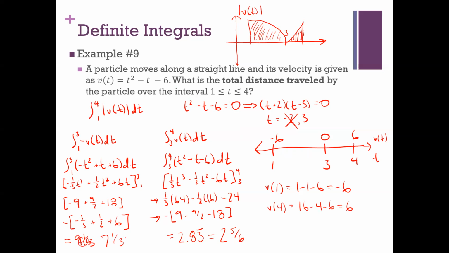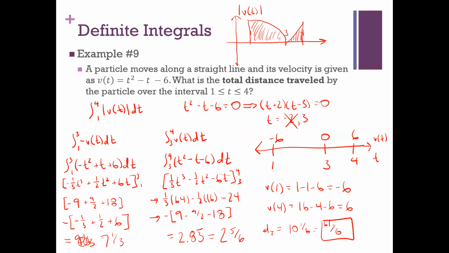All right, so basically the total distance traveled in the opposite direction for the first 2 seconds is 7 1/3, and then in the last second, the distance was 2 5/6. So what does that say then about total distance? Total distance equals 10 1/6, or 61/6. All right.